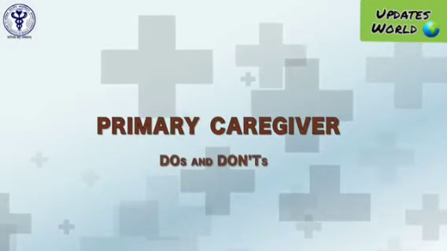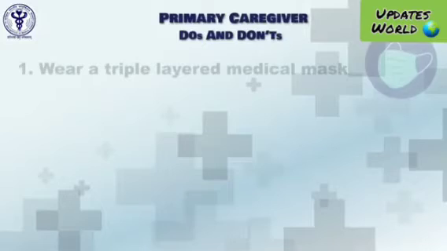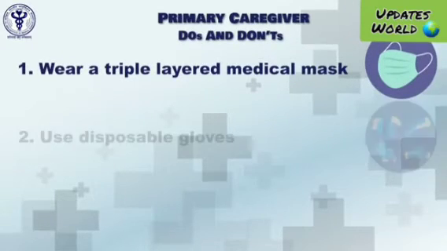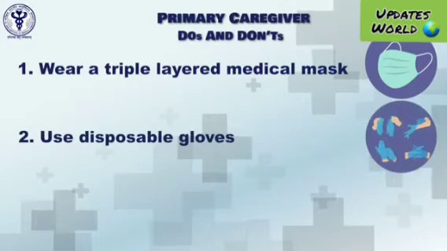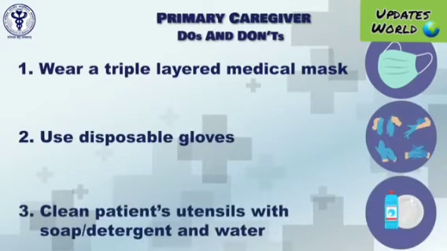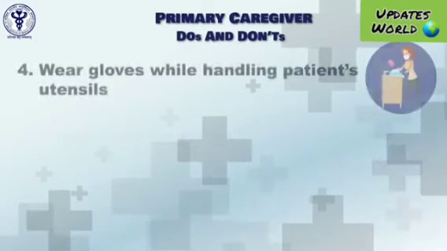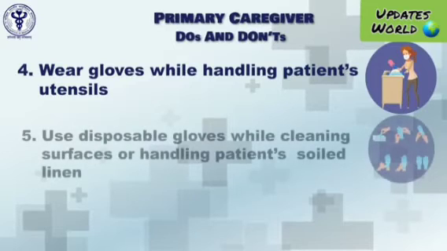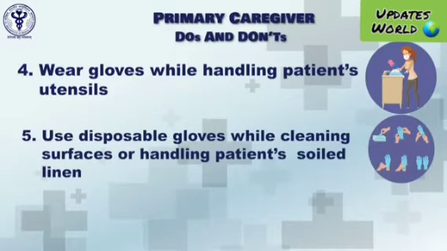The primary caregiver must always wear a triple-layered medical mask while dealing with the patient. Use disposable gloves while handling the patient. Clean the patient's utensils using either soap or detergent and water. The caregiver must also wear gloves while handling the patient's utensils. Use disposable gloves while cleaning surfaces or handling soiled linen of the patient.